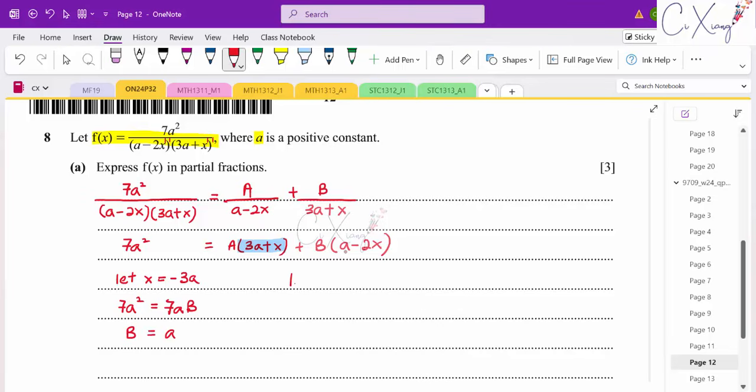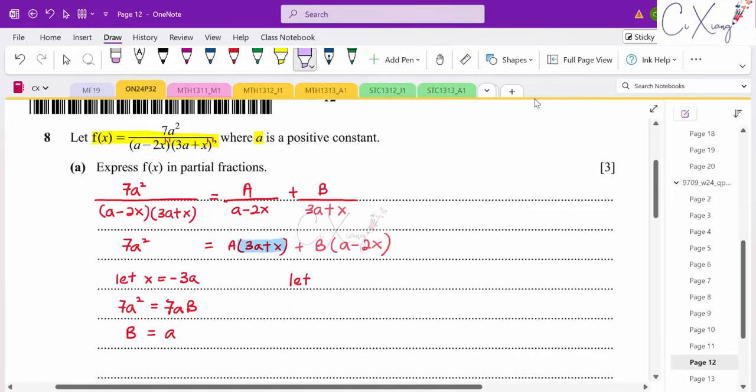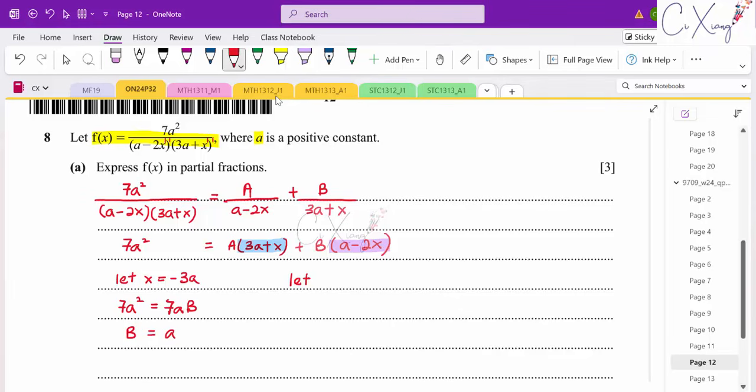Okay, then next, let us find out the value of A, and now we are referring to this particular bracket. How can I make this bracket become 0? I will need to let x equal half a. If I let x equal half a and substitute inside, this bracket becomes 0. So B disappears and we can find out A from there.